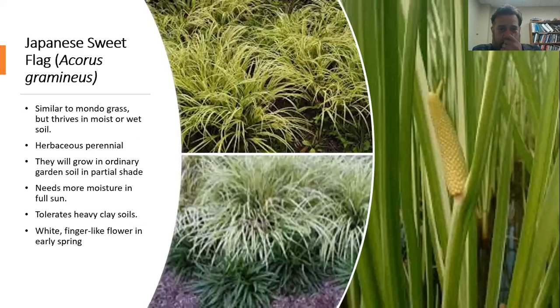This is Japanese sweet flag, and if you looked at it, it does look very similar to mondograss, which is probably a lot more commonly what you would run into. But I really wanted to include this one because it's a plant that thrives very well in wet soil. It's a herbaceous perennial. It's going to come back every year. Will grow in ordinary garden soil if it's in partial shade. If you have an area that's got full sun, it really will need more moisture. Tolerates heavy clay soils. So it works really well as a kind of a ground cover type plant in an area that just gets a lot of water.